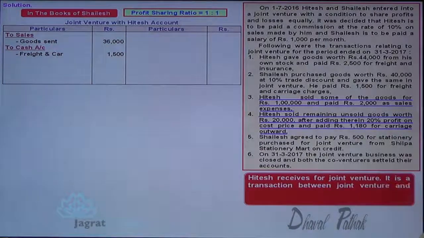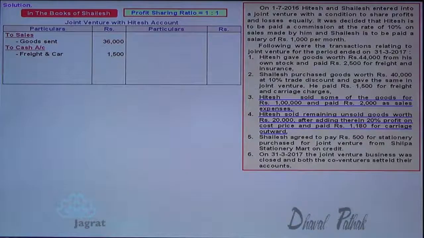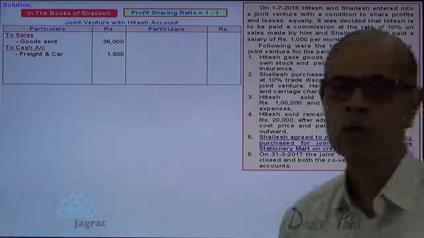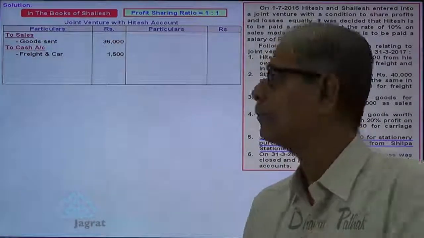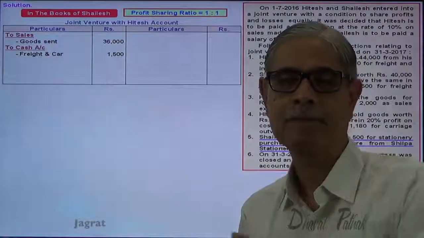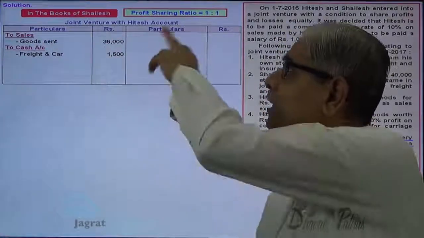Hitesh receives for joint venture. It is a transaction between joint venture and Hitesh, not recorded in the books of Shailesh. Now, Shailesh agreed to pay 500 for stationery. So I committed to pay 500 for stationery. I have committed because it's an expense of this joint venture business with Hitesh account.